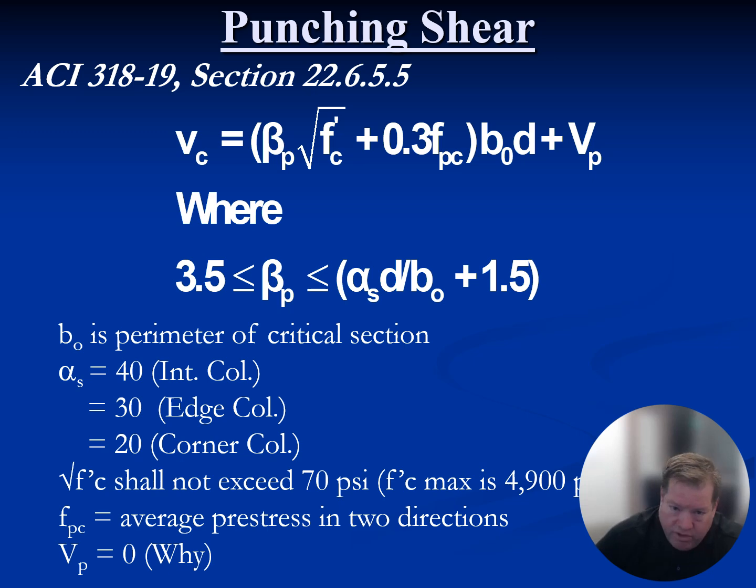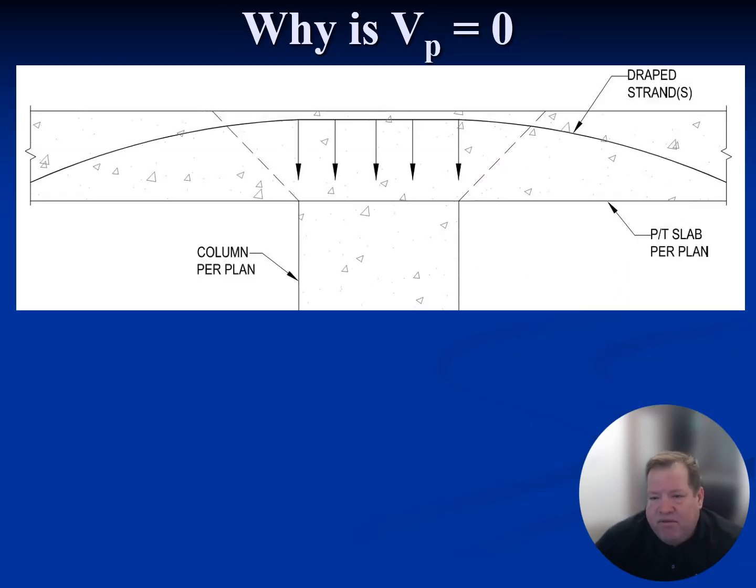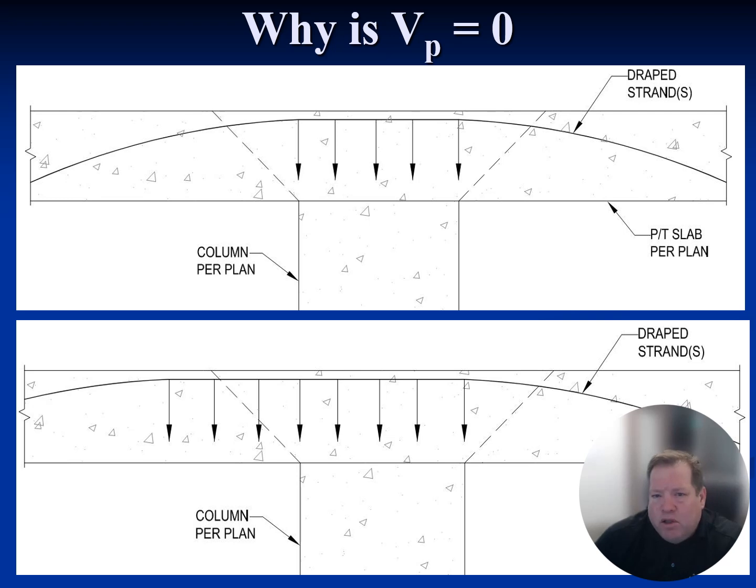So why do we include it if it's always 0, or what actually is it? V sub P is effectively the vertical component of the strands at the column. If you look at the strands here, they're going to come up, curve down, and then when they hit the apex of this point, there's going to be a reaction of the tendons coming down directly into the column. It's kind of like if you have a column that continues up to another floor, the load of that column goes directly into the column below. It doesn't actually impact punching shear.